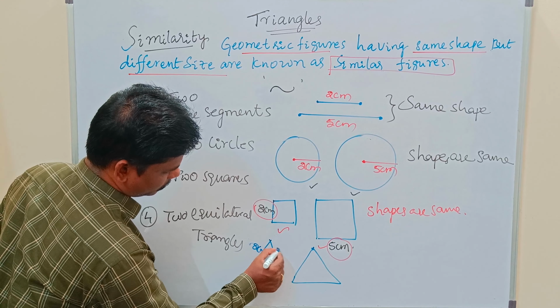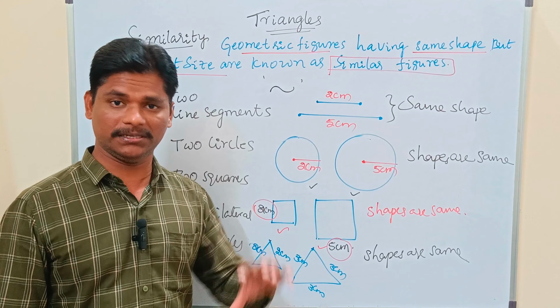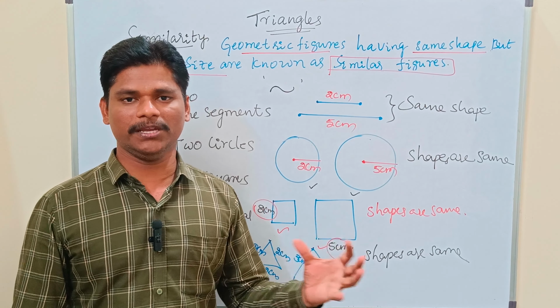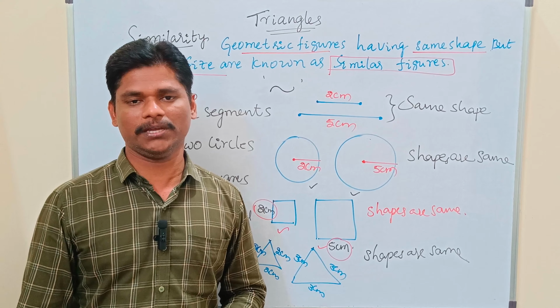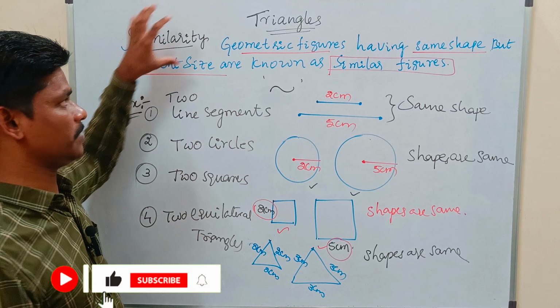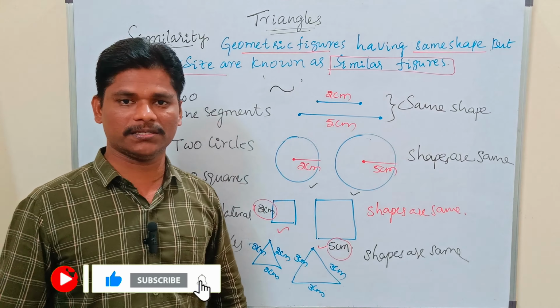You observe here, two line segments, two circles, two squares, and two equilateral triangles are geometrical figures having the same shape but different sizes. Those figures are called similar figures. That is similarity. This concept belongs to triangles.